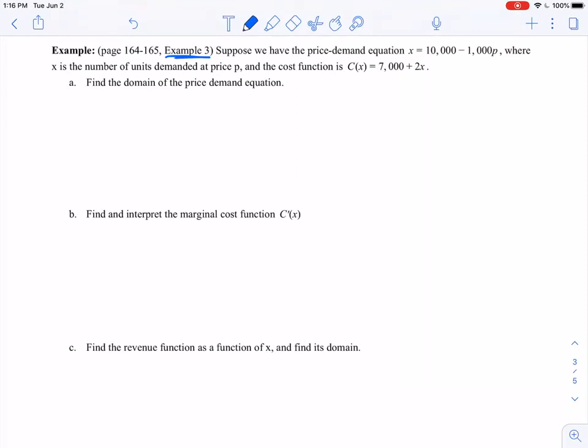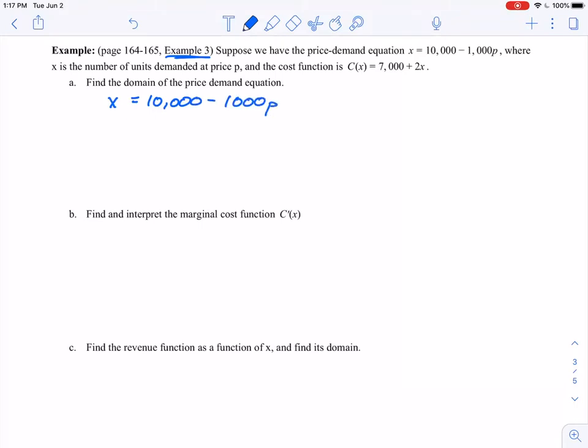Says, suppose we have the price-demand equation x equals 10,000 minus 1,000p, where x is the number of units demanded at price p, and the cost function C of x equals 7,000 plus 2x. So we're going to start this problem by finding the domain of the price-demand equation. So we're given x equals 10,000 minus 1,000p.